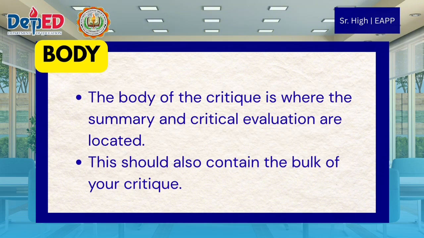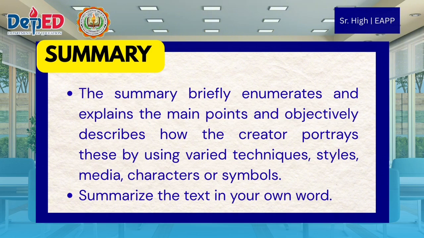Body. The body of the critic is where the summary and critical evaluation are located. This should also contain the bulk of your critique. Summary. The summary briefly enumerates and explains the main points and objectively describes how the creators portrayed this by using varied techniques, style, media, characters, or symbol. Summarize the text in your own word.